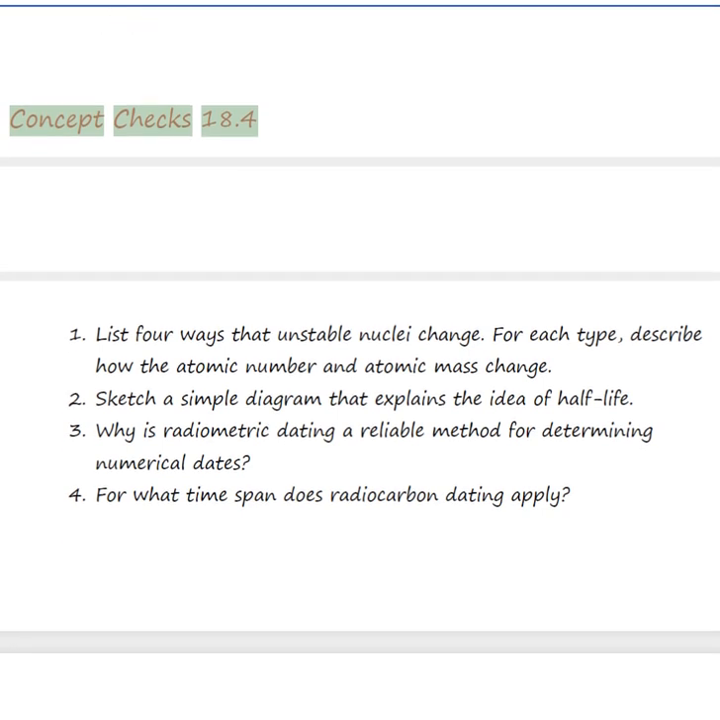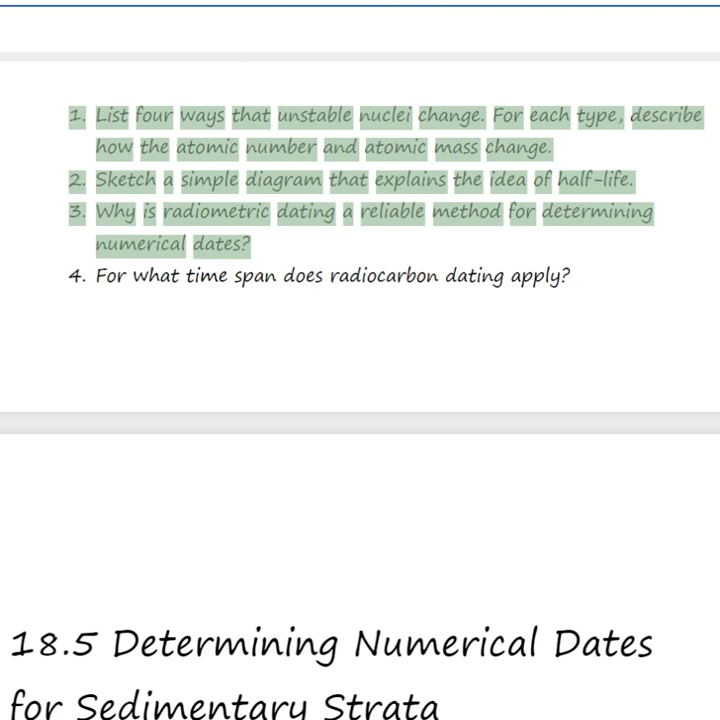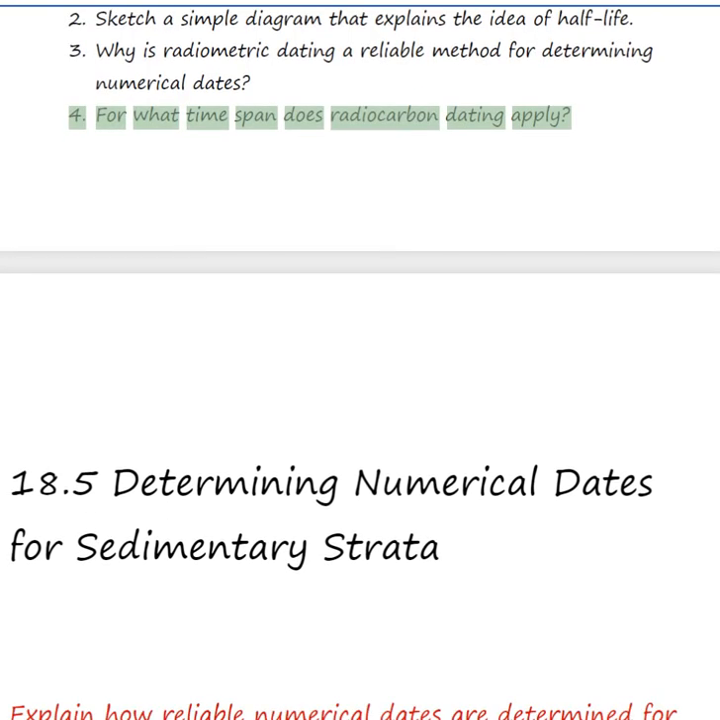Concept checks 18.4. 1. List 4 ways that unstable nuclei change. For each type, describe how the atomic number and atomic mass change. 2. Sketch a simple diagram that explains the idea of half-life. 3. Why is radiometric dating a reliable method for determining numerical dates? 4. For what time span does radiocarbon dating apply?